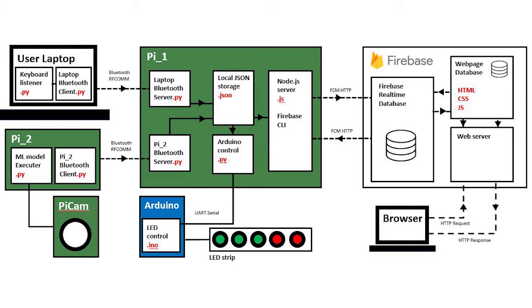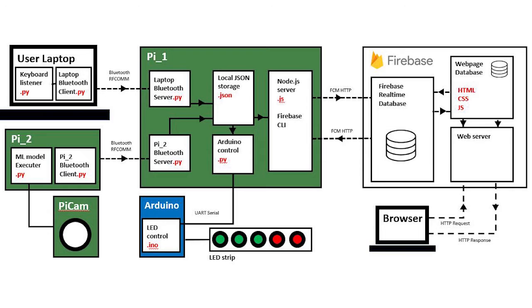So this is the system diagram, which you can see on the screen now. It shows the 2 sources of the data, which are the user's laptop, where there's a keyboard listener running from the Pi input library, and then the second Raspberry Pi, which has 2 machine learning models running on it, one which detects whether the user is sat down and one which detects whether they're in a state of focus, and that gets its information from the Raspberry Pi camera.